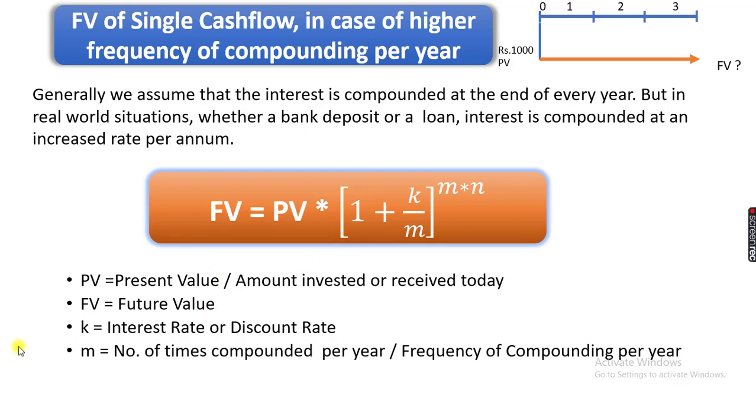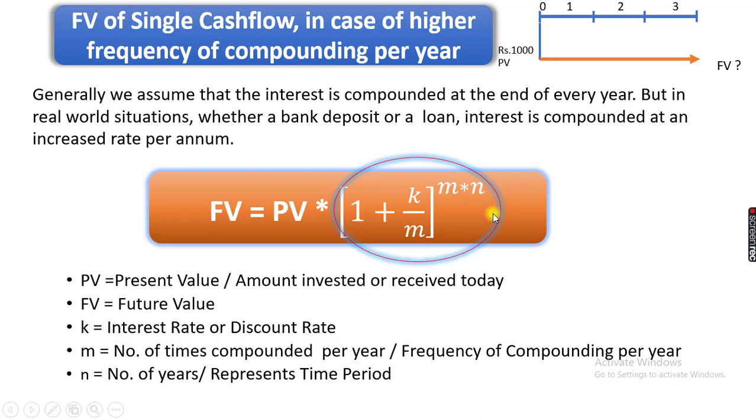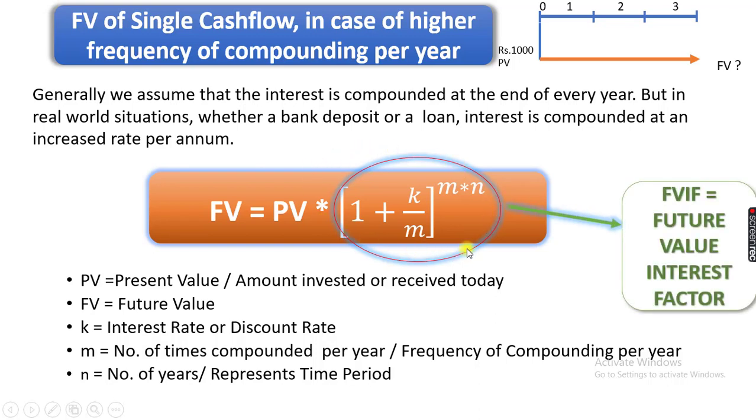M is equal to the number of times the interest is compounded per annum, which means the number of times the interest is reinvested into the principal amount per annum. It is also called the frequency of compounding per annum. N is equal to number of years. It represents the time period. This particular portion which is circled is nothing but the future value interest factor.